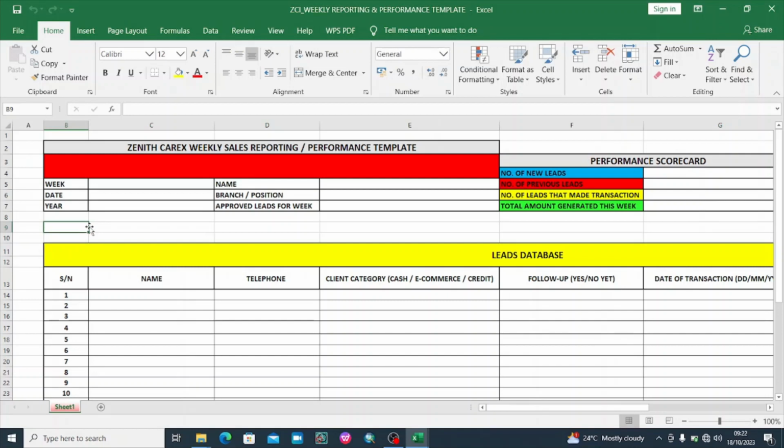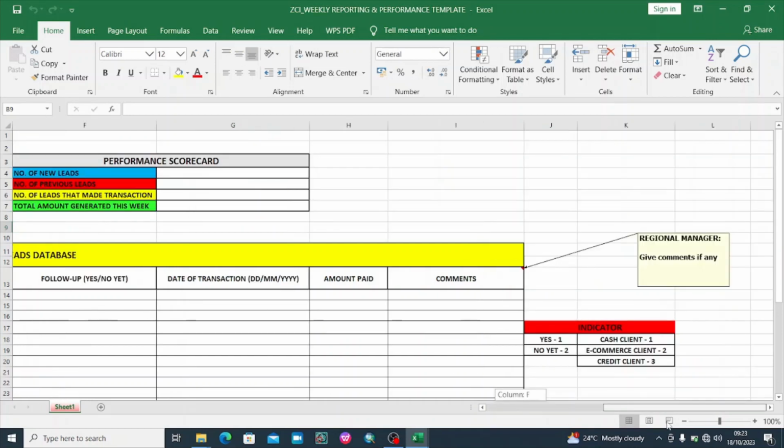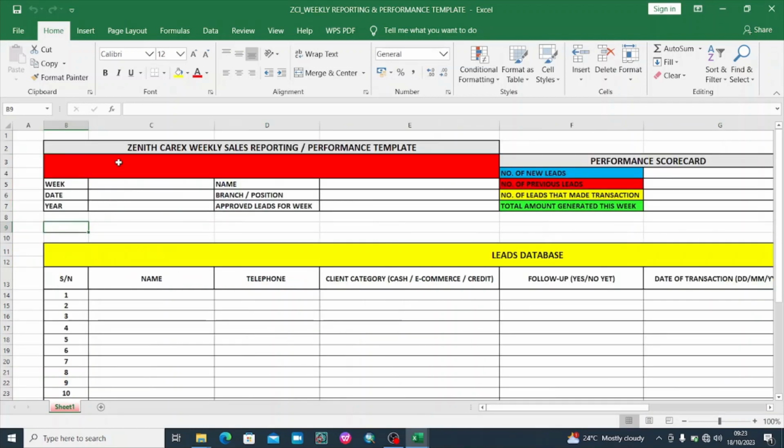That is what is important, because it is also a performance template. It will give Zenith Carex a result, something to fall back on when you are being evaluated, maybe at the end of the year or in the month. So first I will explain.